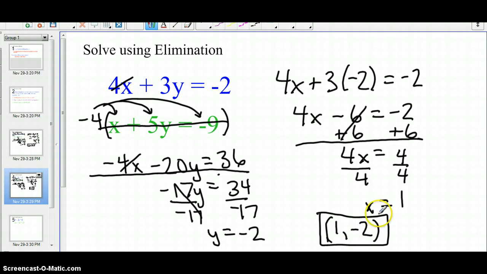If you want to check it, plug that back in. So plug 1 in for x, plug negative 2 in for y. Plug it back into both equations and see if the left side of the equal sign equals the right side. You're seeing if it makes it true.